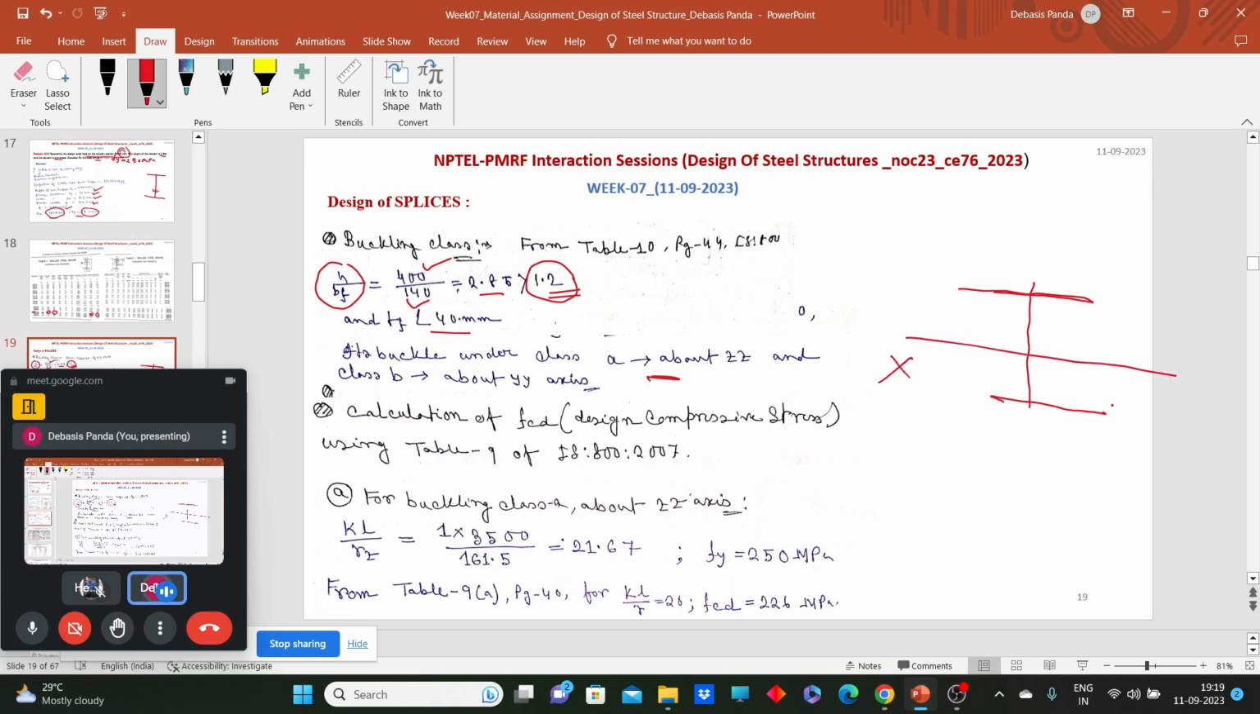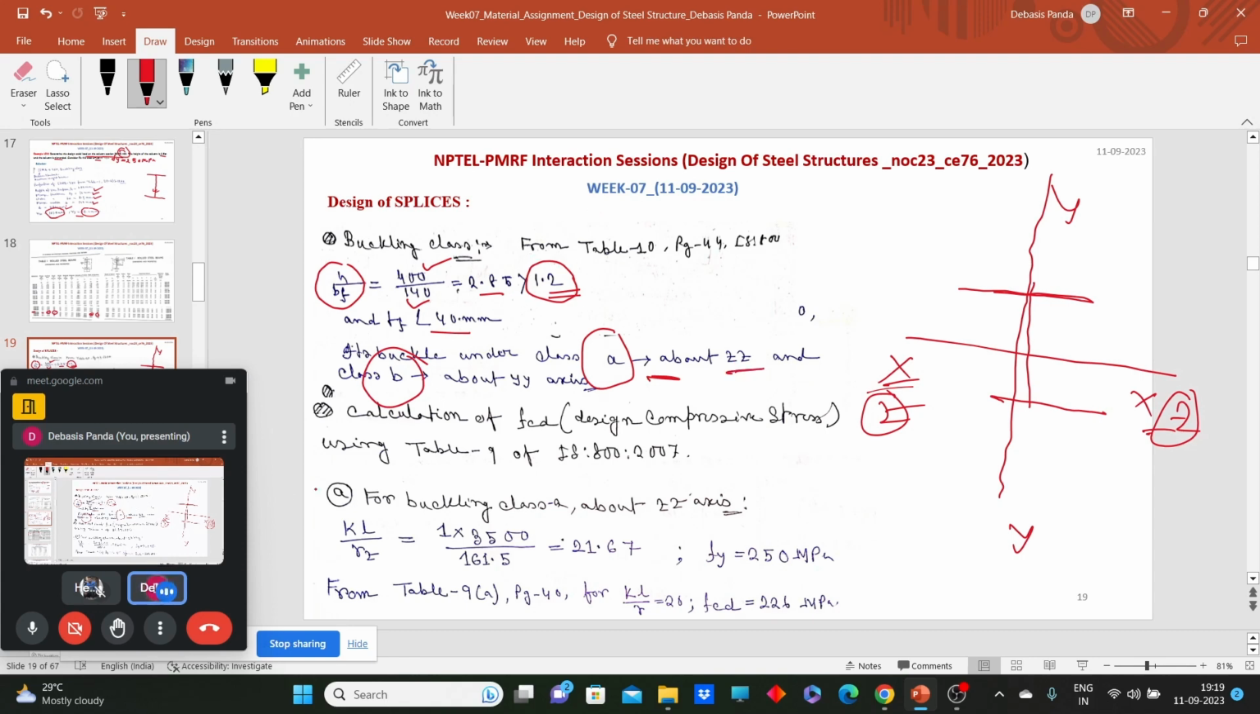If we consider this as the XX axis and this as the YY axis, this XX axis is here denoted by ZZ. This XX is nothing but the ZZ axis. About this axis, it comes under buckling class A. That means we need to check buckling class A about this axis, and about the minor axis, the Y axis, we need to check against buckling class B. So first we will check buckling class A about its major axis ZZ.